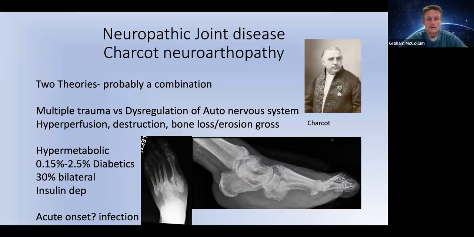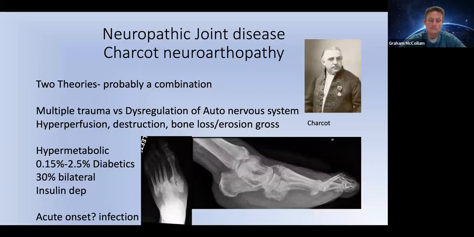Okay, we're gonna move on to Charcot neuroarthropathy, or Charcot foot, Charcot joint disease. When you look at these pictures, it looks like a bus has ridden over this foot and it's totally abnormal. You can't believe something so radical could happen to one's foot just with walking around or with some disease process going on in there.